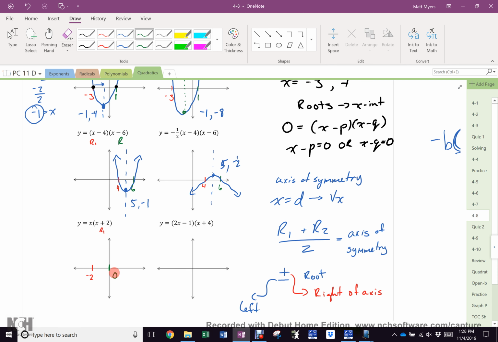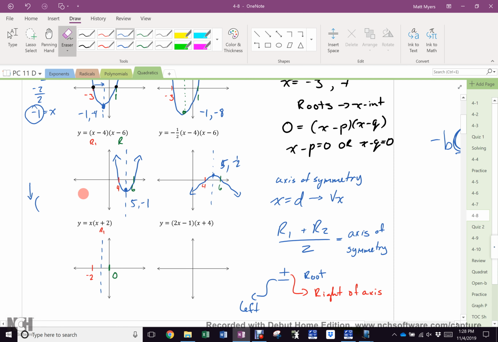What's the axis of symmetry? -1, right in the middle, because -2 plus 0 is -2. -2 divided by 2 is -1. Now, some kid always says, well, we've got a stretch factor. It's an A. Is it? No, that's an X. This is really X plus 0 and X plus 2, isn't it? Is there an A value? No.